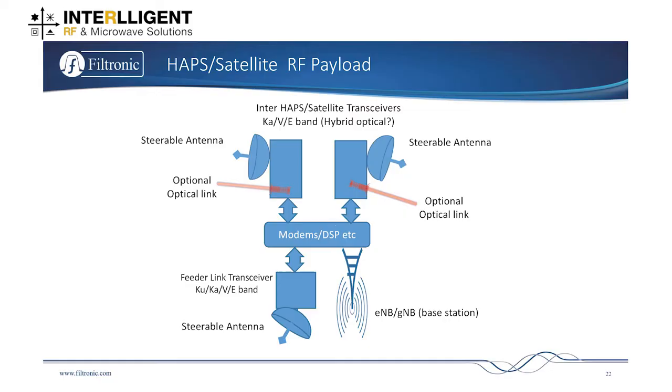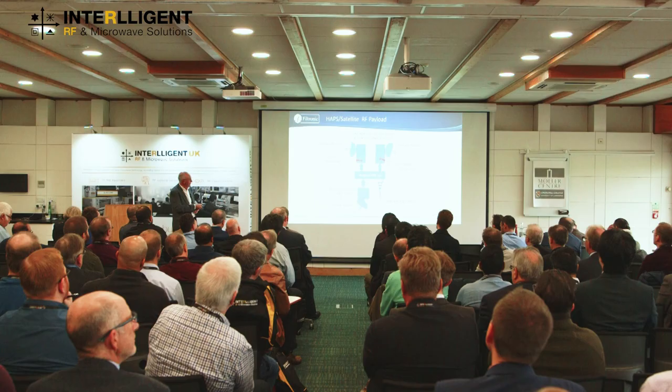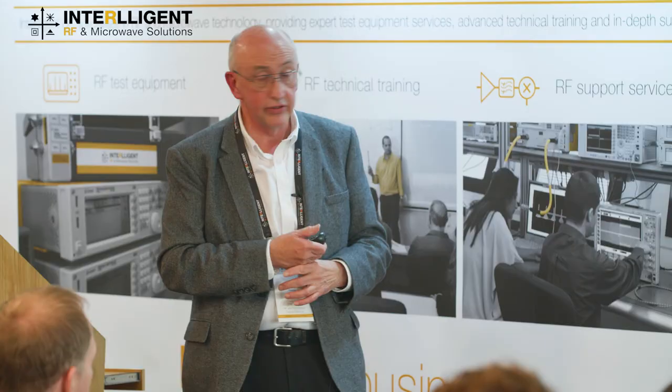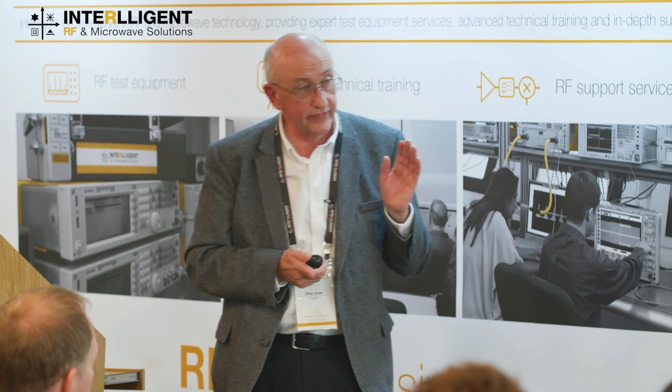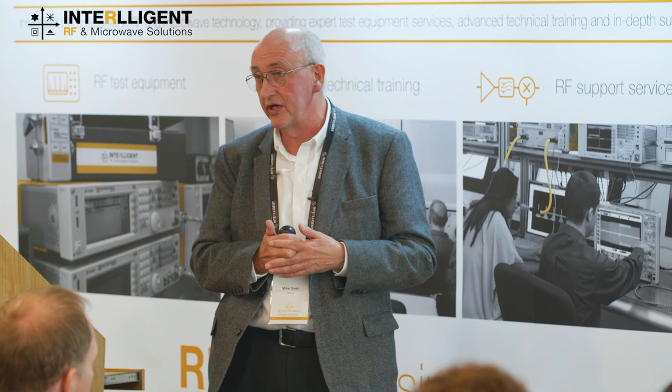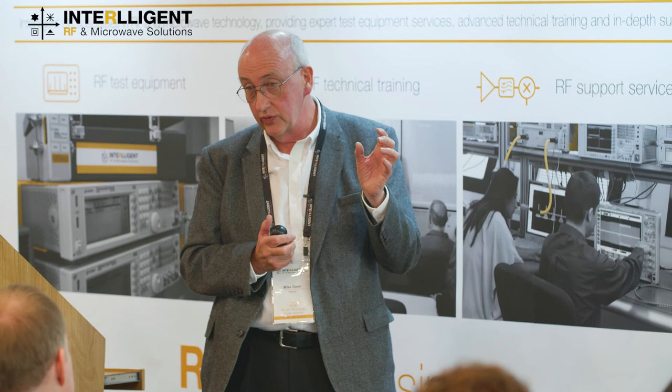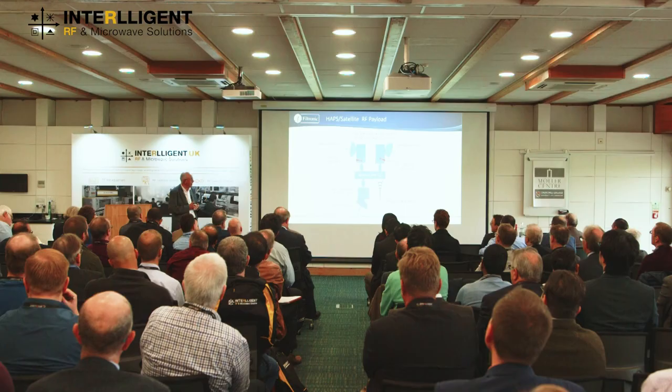Right, so I just thought I'd show some practical hardware. This is a typical payload that you would expect for a satellite or a high-altitude platform, where you would have transceivers dealing with the inter-platform links, and also a transceiver dealing with the ground link. So each payload would essentially have three transceivers, plus a base station, an eNodeB or a gNodeB, depending on whether it's LTE or 5G. Again, steerable antennas are essential. For high altitude platforms, gimbal mounted parabolic antennas are actually widely used. Because they don't have to scan quickly and you've got the ability to carry the payload on a balloon, they are quite widely used.